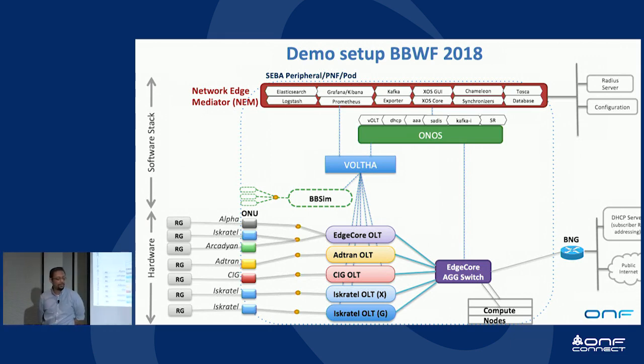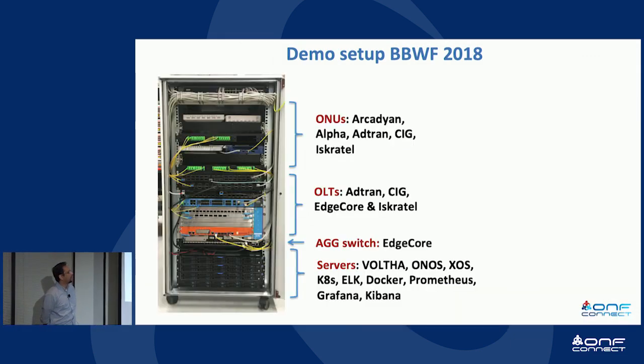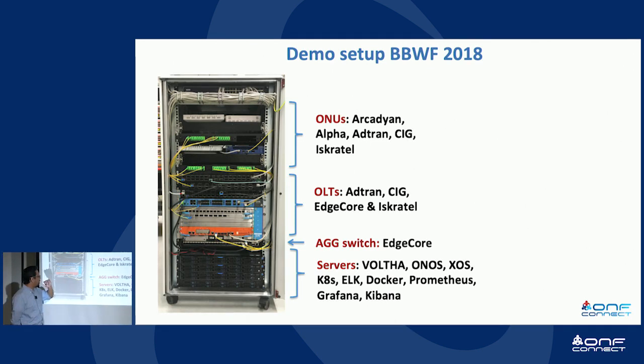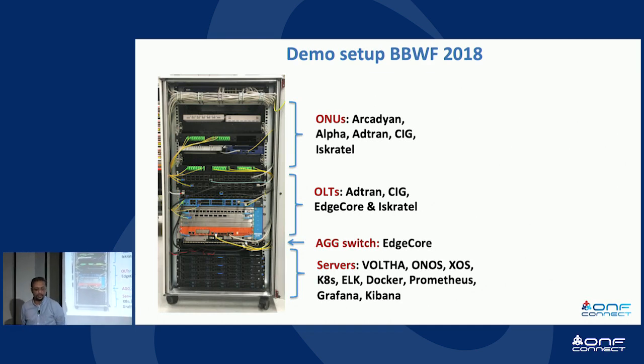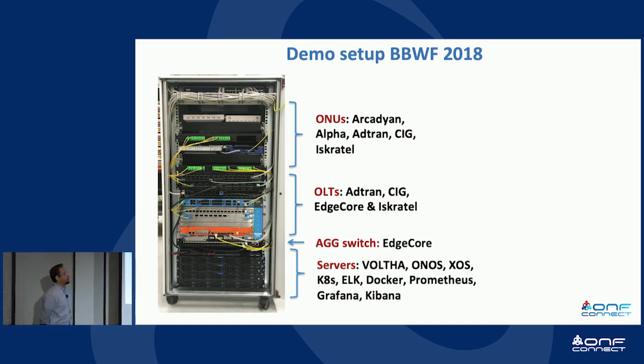So this is what the pod actually looked like. Here's your servers running all of the core SEBA software. Here is the aggregation switch, the Trellis aggregation switch, just one switch to which all of these OLTs are connected through the fiber distribution network, and then finally the ONUs.